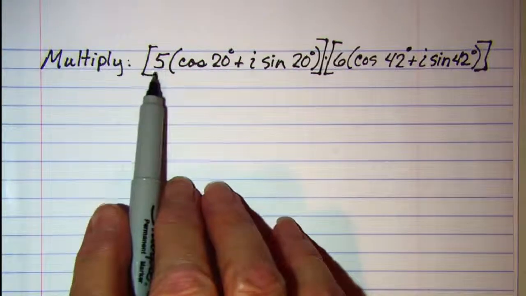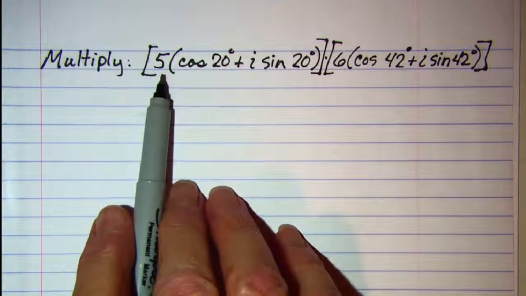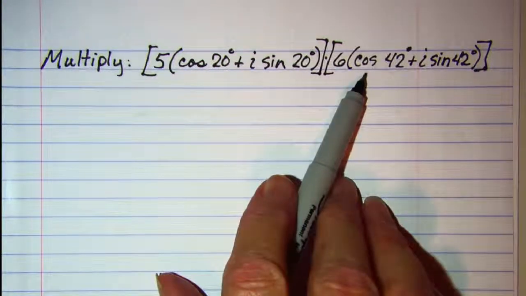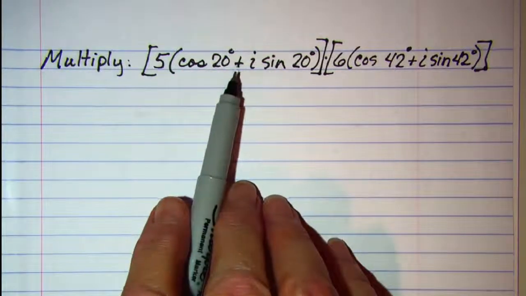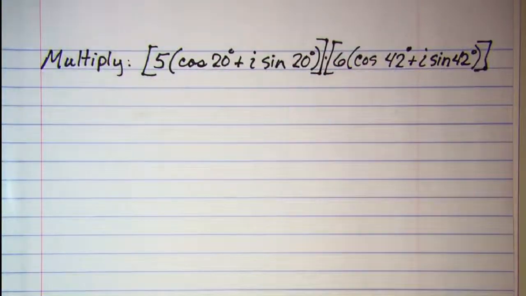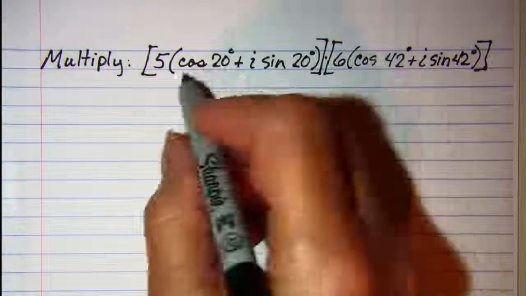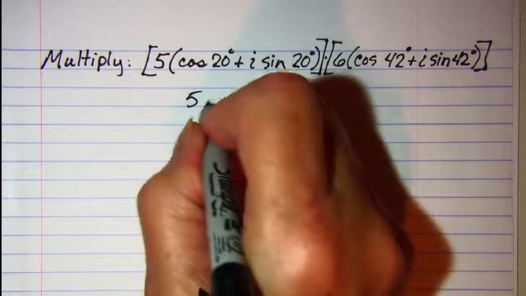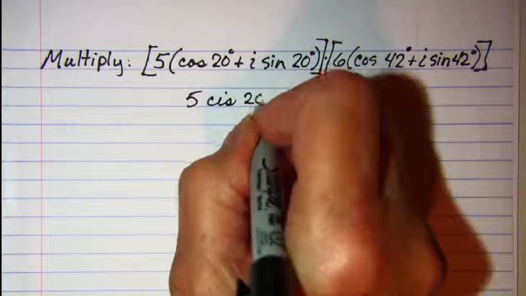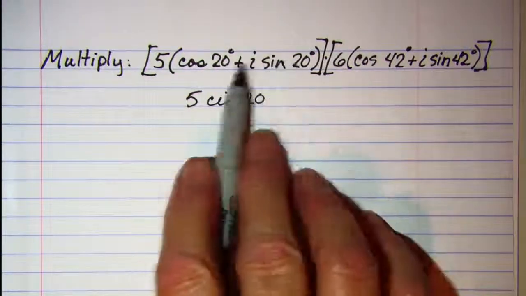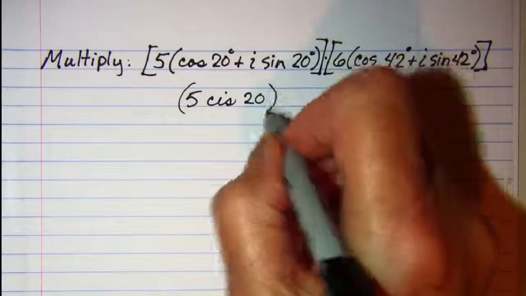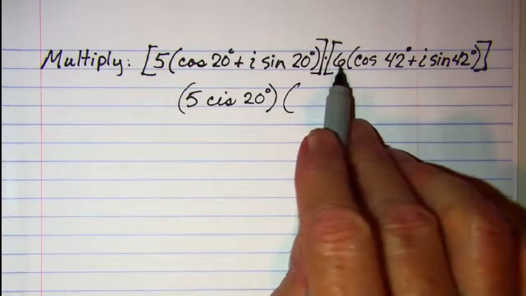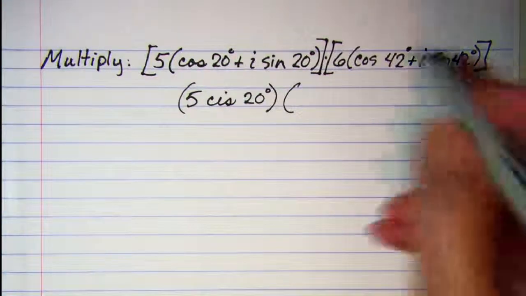Another example. This time we're multiplying the polar forms of our complex numbers, and they're written in the expanded notation. So I prefer to look at that with the shorter notation. So this one I'll write as 5 cis 20. And we know that because these are the same angle here, and this is an i. So 5 cis 20 is getting multiplied by 6 cis 42.